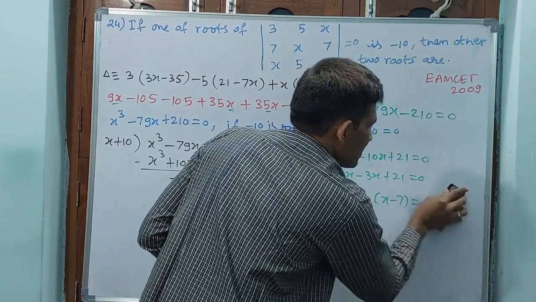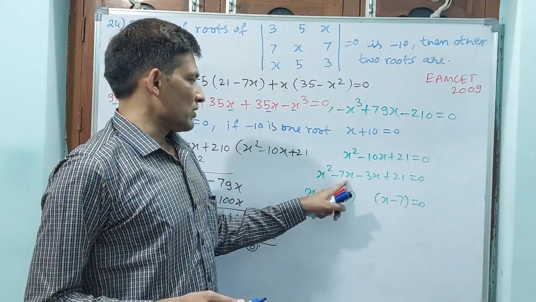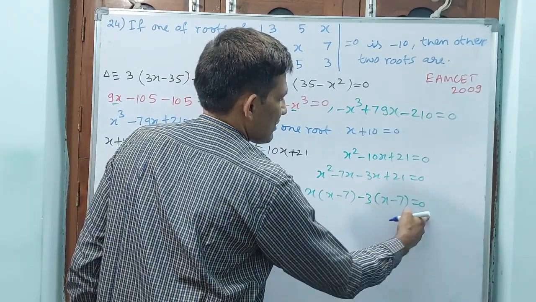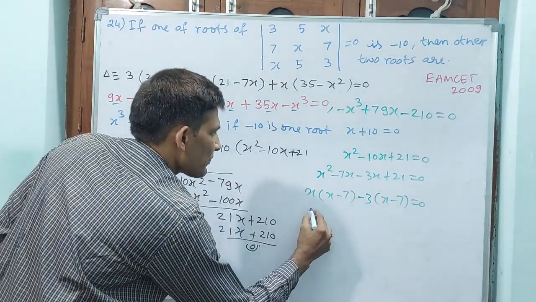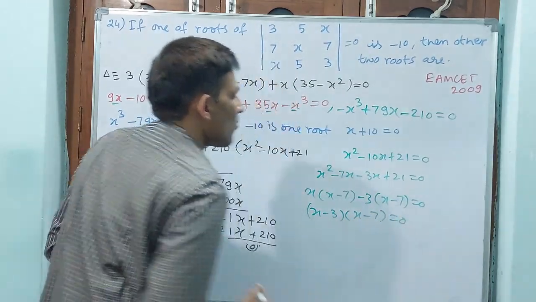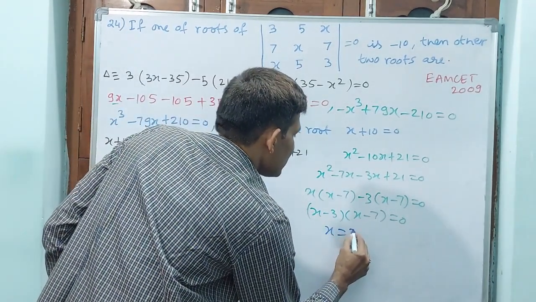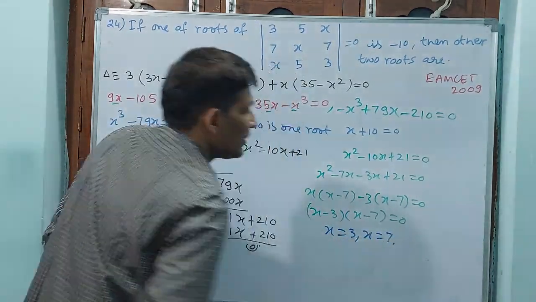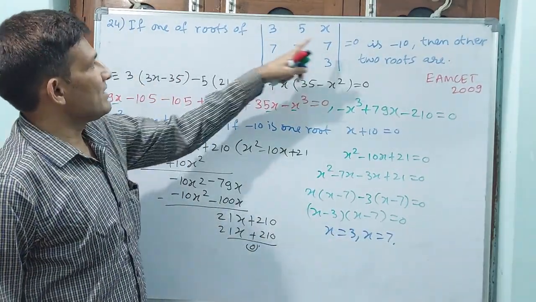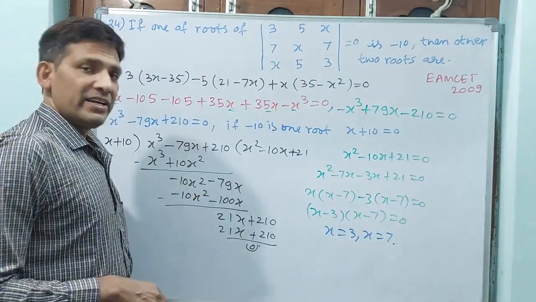I am removing this. Why? Because we are getting confusion. Now you see, x square minus 7x, minus 3x plus 21. Now x minus 3 into x minus 7 equal to 0. That means x will be 3, x will be 7. See, the remaining two roots are 3 and 7 only. All roots are minus 10, 3, 7. Now the answer is 3 and 7.